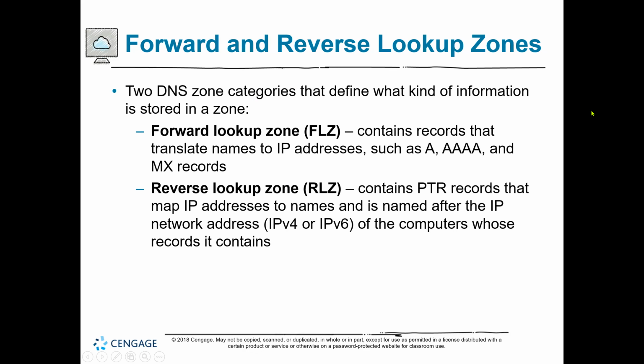Forward and reverse lookup zones. There are 2 DNS zone categories that define what kind of information is stored in a zone. You have an FLZ, forward lookup zone, which contains records that translate names to IP addresses such as A, AAAA, and MX records. Then you have the RLZ, or reverse lookup zone. This contains PTR records that map IP addresses to names and is named after the IP network address, IPv4 or IPv6, of the computers whose records it contains.